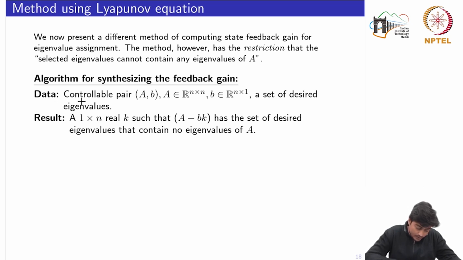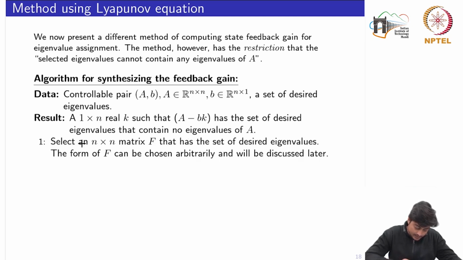So the data which we supply to this algorithm is the pair A comma B, which is supposed to be a controllable pair, where A is an n-dimensional matrix, and for the moment we are taking u as a scalar. So in that case we would have an n cross 1 dimension vector b and a set of desired eigenvalues. Based on these three pieces of information, we want to compute a 1 cross n real vector k, such that the eigenvalues of the closed loop matrix A minus bk are the set of desired eigenvalues that contain no eigenvalues of A.